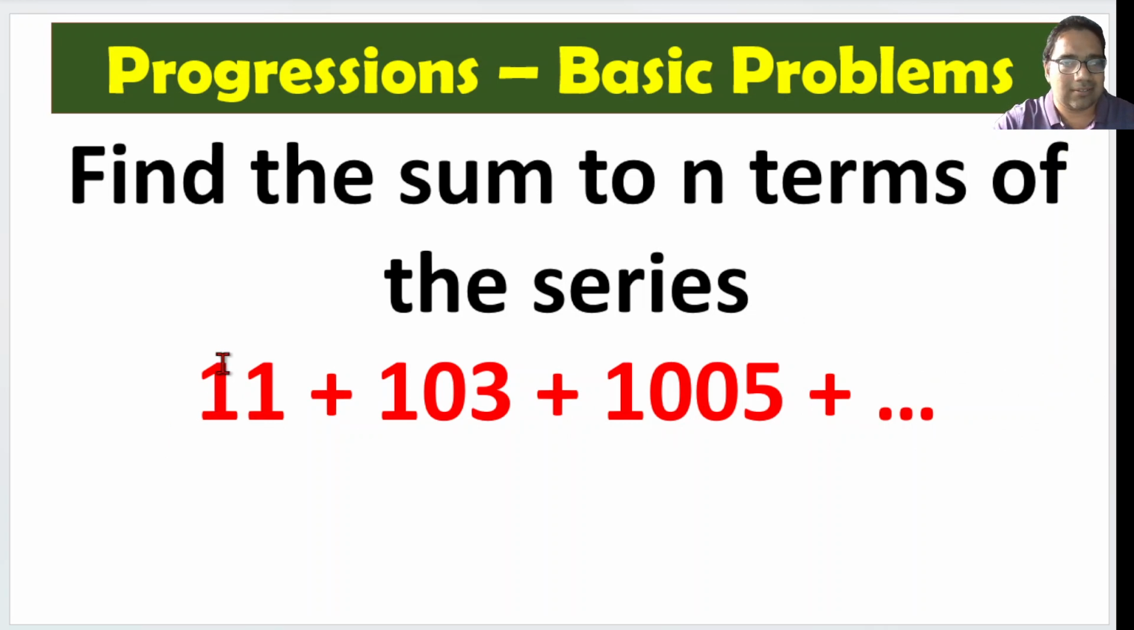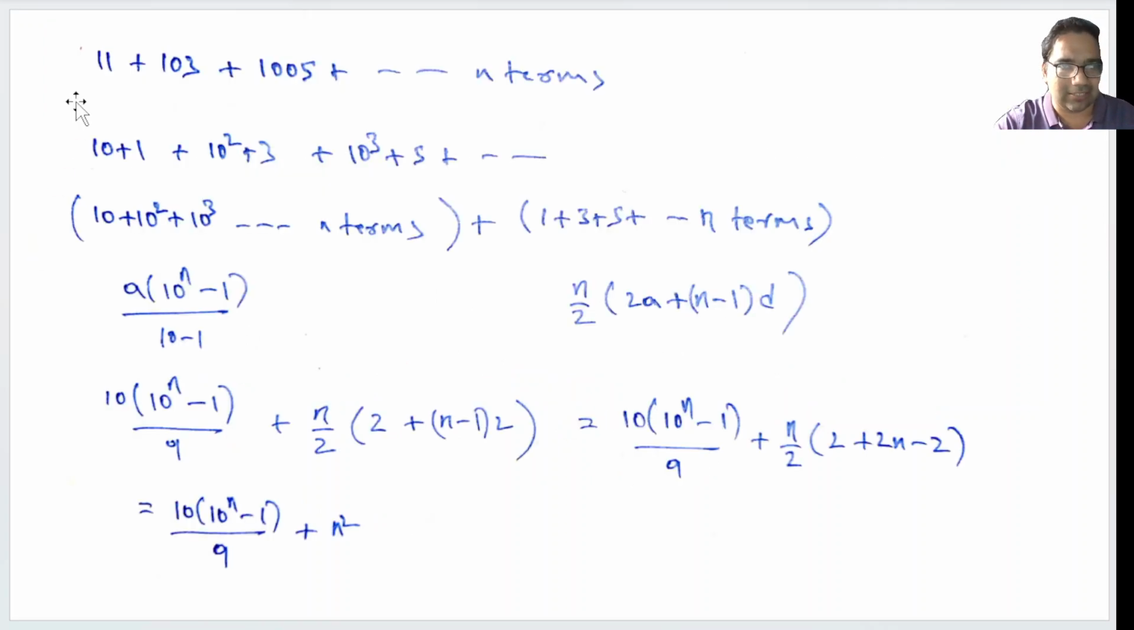Now, how do we do this? We know the formula for geometric series, we know the formula for arithmetic series. So let us just split this and find the sum. For example, like this, 11, 103, 1005, etc. We can write it as 10 plus 1, 100 plus 3, that is 10 square plus 3, then 1005, that means 10 cube plus 5, likewise. Right, we can write it like this, right?